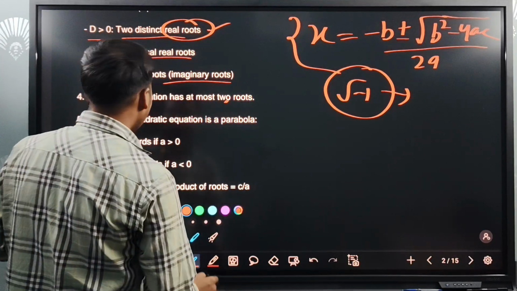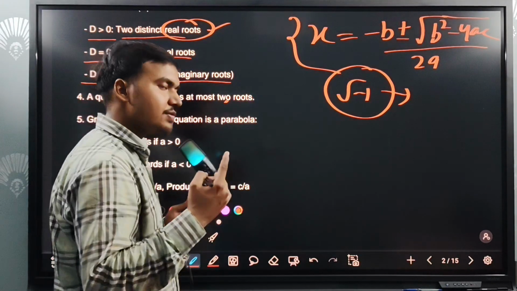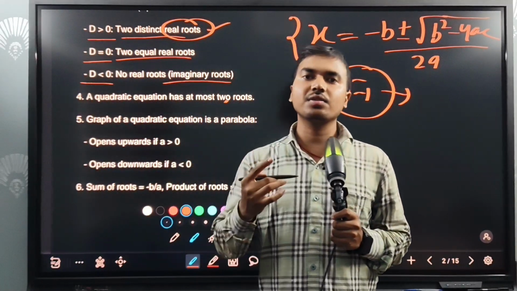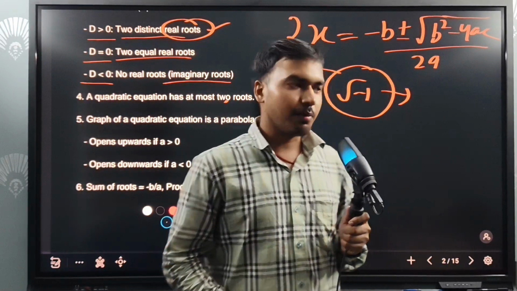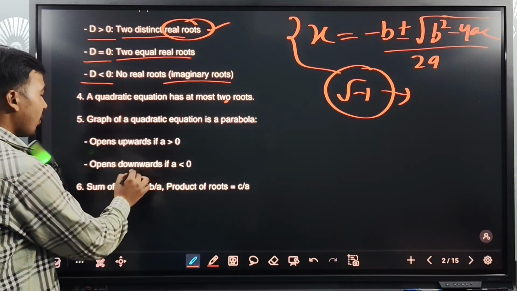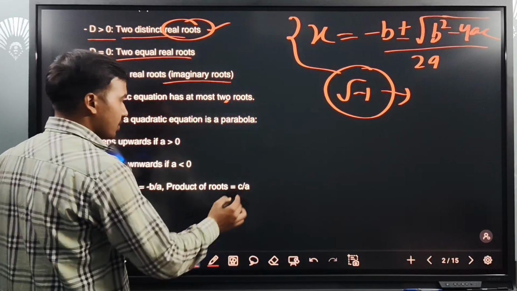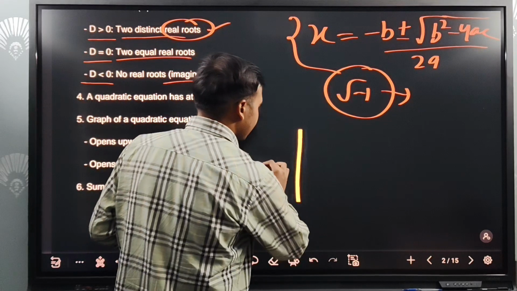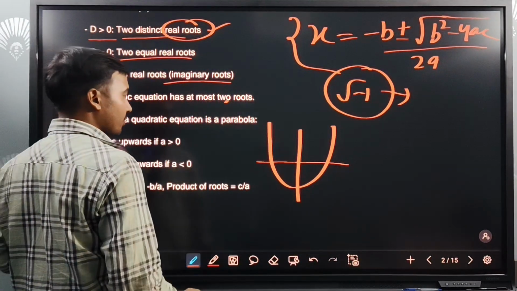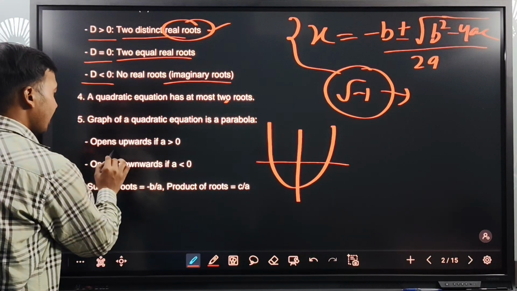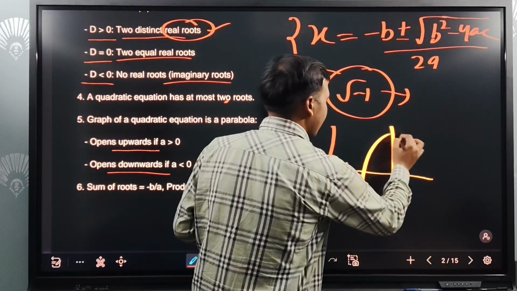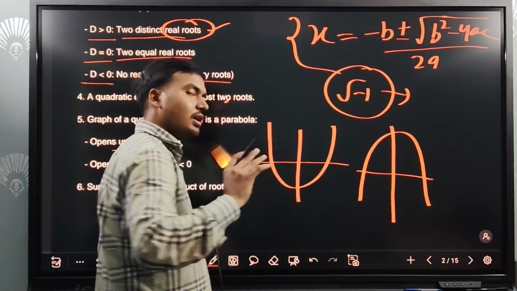There are two types of graphs. First we need to know that the graph of a quadratic equation has a parabolic shape. A parabolic shape is of two types: one opens upwards and one opens downwards. So the graph of a quadratic equation is of either of these forms, either it opens upward or it opens downwards. This type of shape you will see.